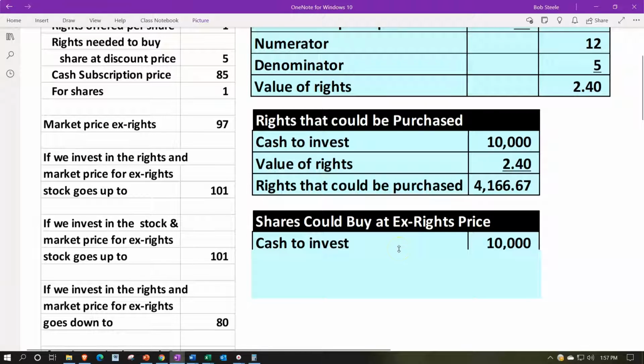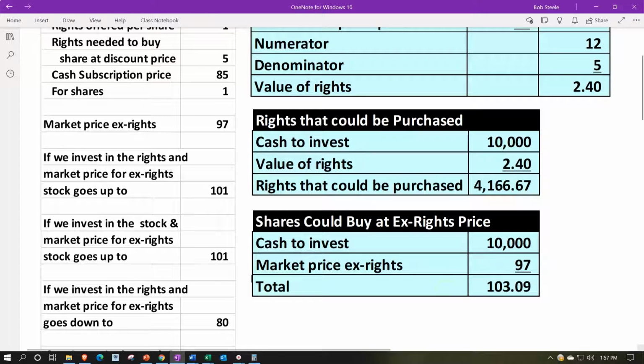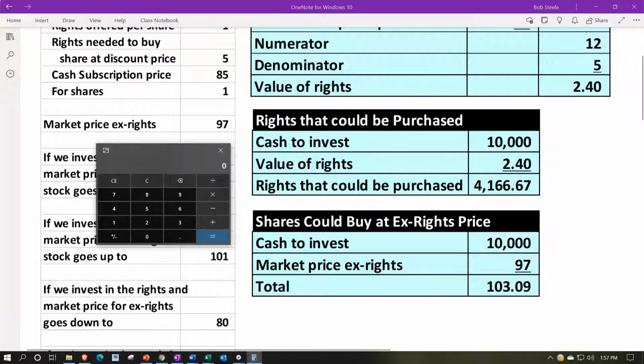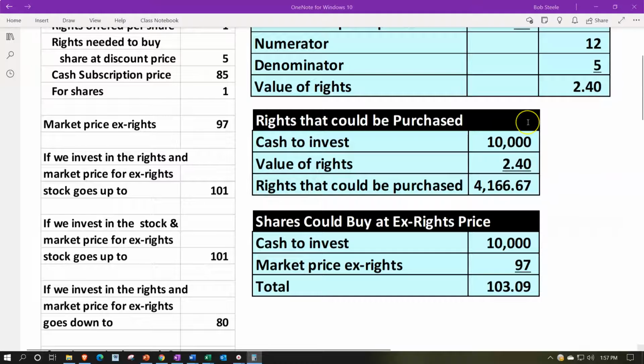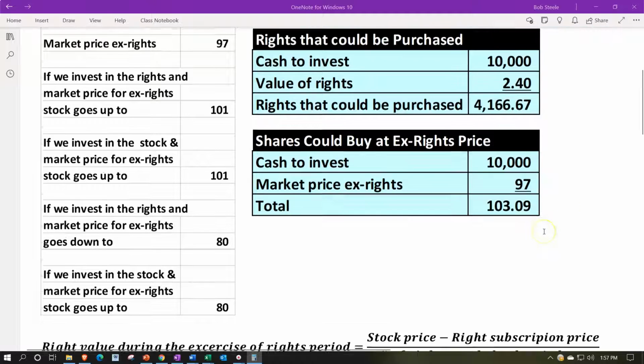So the shares that we can buy: what if we took our $10,000 and wanted to buy the actual shares, X rights? Then they cost $97. So we can take the $10,000 and invest it in the shares instead of buying the rights. This would be 10,000 divided by 97, which would be about 103 shares. Once again, there is rounding involved here. We can't buy a partial share, so we would round it to 103.